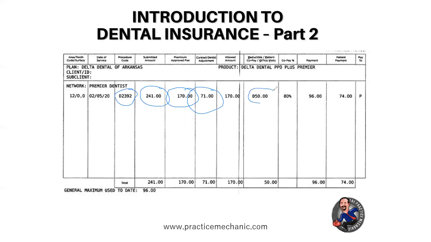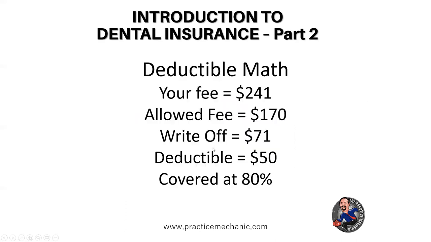The patient in this example has a $50 deductible with 80% coverage. Delta paid $96, and the patient owes $74. So real quick, let's just walk through all of that math so everybody kind of understands it.